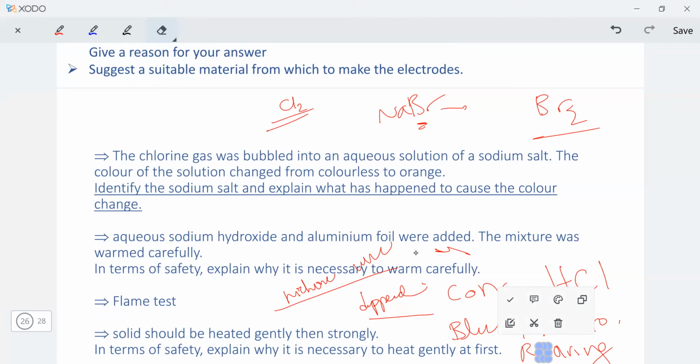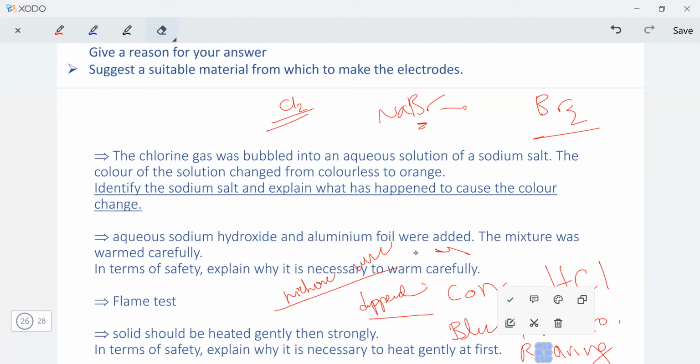Okay, this is how I can do the flame test. Use a nichrome wire dipped in concentrated HCl, then dip the wire in a salt and put it in the hot or blue or roaring part of a flame. Then finally observe the color change of the flame.